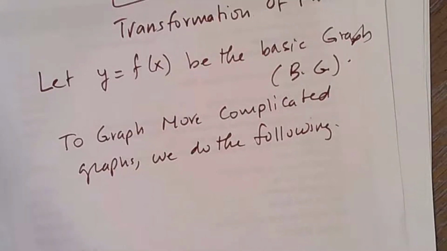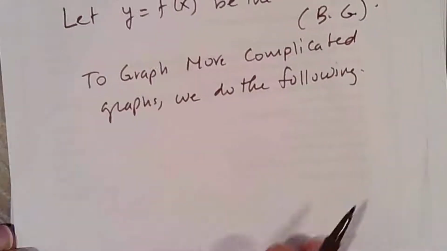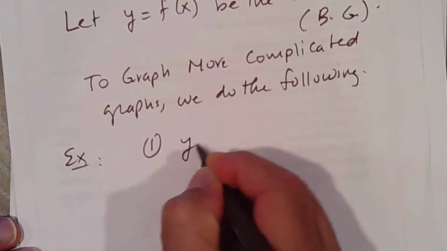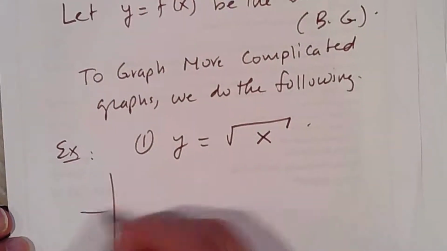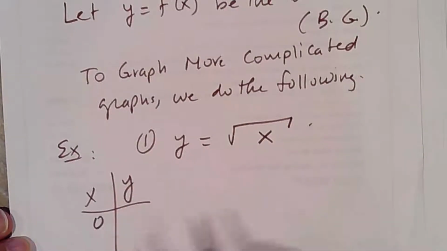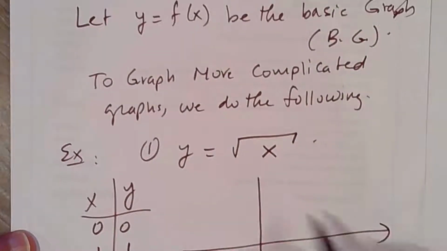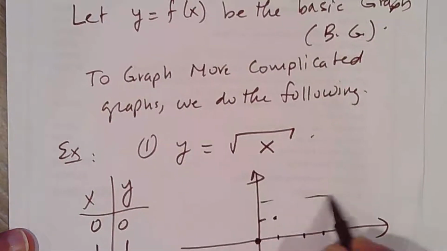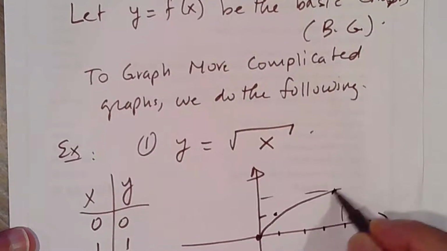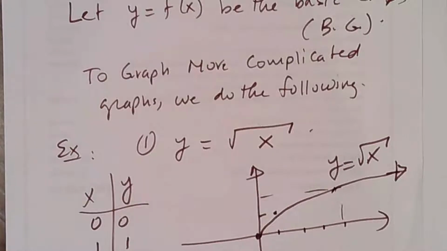So, for example, if you start with the basic graph, which we all should know by heart, y equals square root of x. To graph it, if you forgot, x can only be 0 or more, so 0, 0, 1, 1, 4, 2, 9, 3, and the graph is going to go in that direction. That's one of the big graphs of the handout that you have.